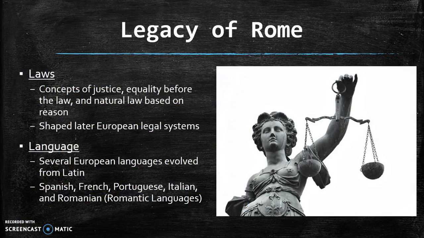Even though the Roman Empire collapsed, it left behind a huge legacy that is very important to the Western world and still impacts us today. For example, the laws that came out of the Roman Empire can still be seen in our culture today. The concepts of justice and equality before the law, and that there is a natural law that is based on reason, all came from the Roman Empire, and they're going to shape European legal systems in the future. The language became very influential as well. Many different languages evolved from Latin, and we call these the Romance languages, like Spanish, French, Portuguese, Italian, and Romanian.